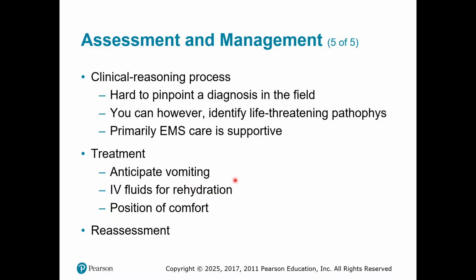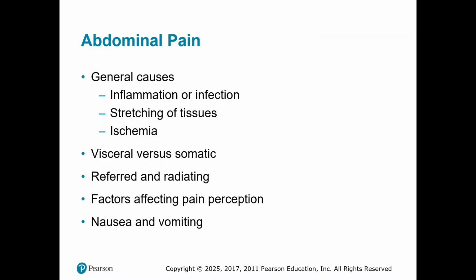So we can anticipate vomiting. AEMTs, you can administer Zofran, PO, to treat nausea. We can start some IV fluids, and if they've been vomiting, we can replace any type of non-hemorrhagic blood loss that they may be suffering from. Put them in a position of comfort and then reassess that patient.